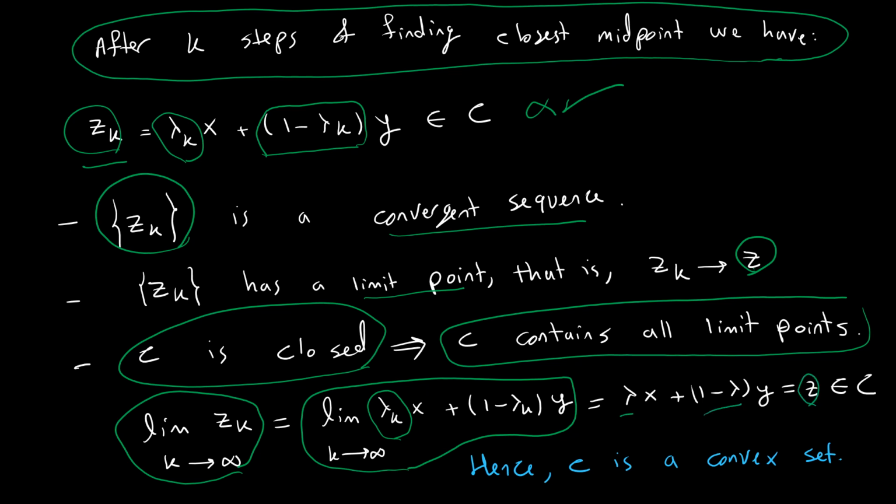And because this is a limit point, z is in C, and we just showed that z is in C, and our goal was to show z is in C, therefore set C is convex. And that concludes the proof.